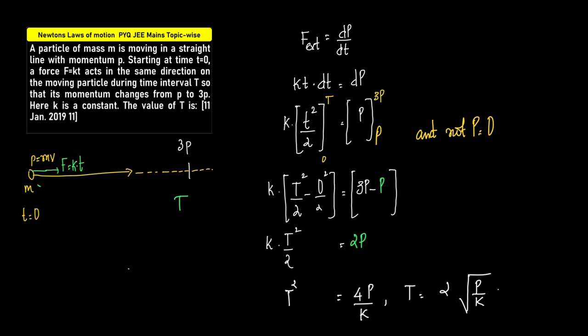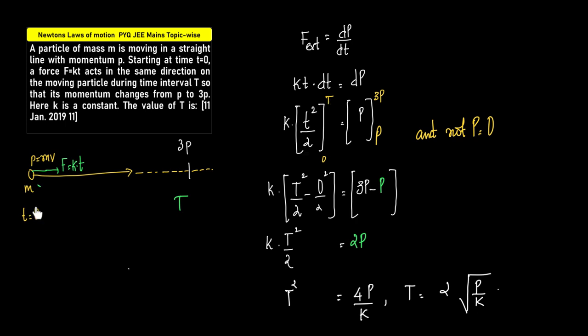And we know that F external is equal to dp by dt. What is F external here? Given to us as kt. What is dp by dt? We will write dp here, and we'll transpose dt to the LHS. So we have kt into dt. Now it is t into dt, so the integral is t square by 2, varying from 0 to t.